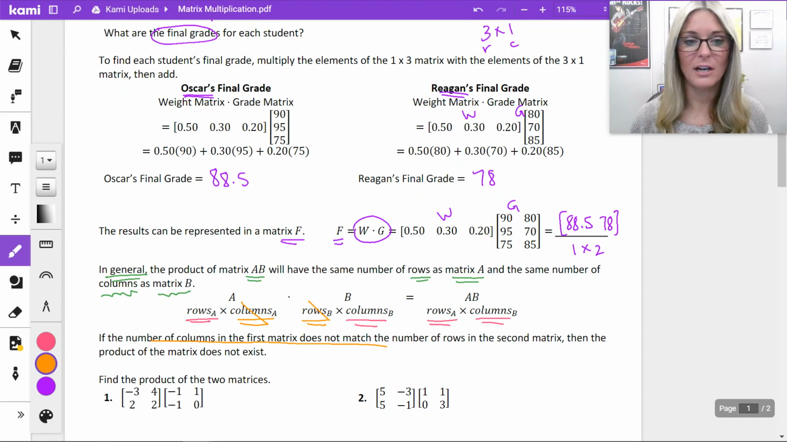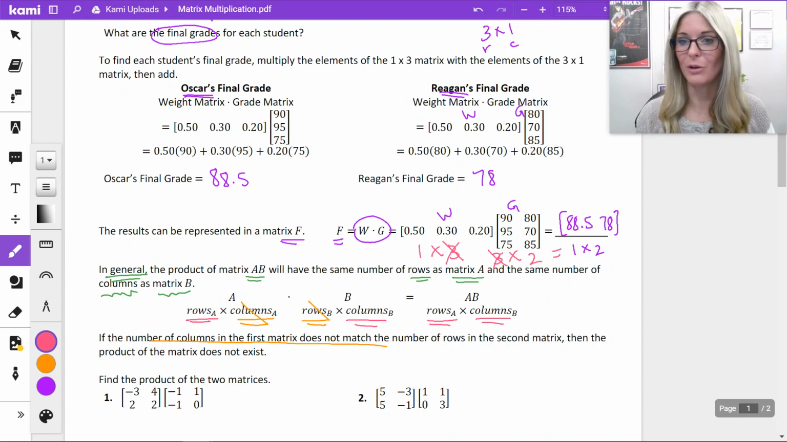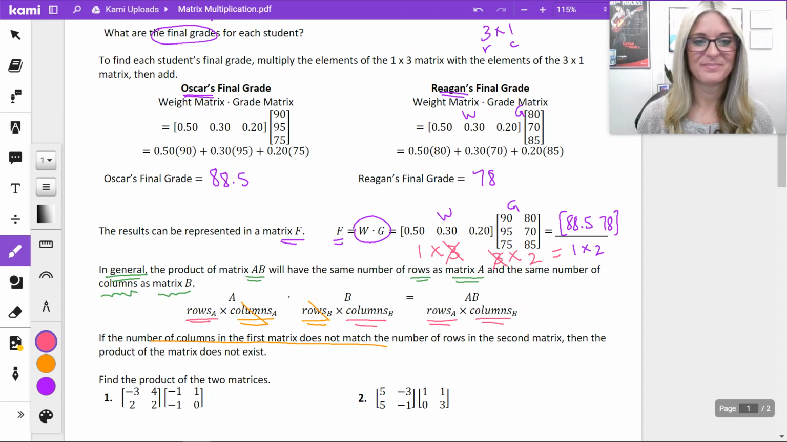Let's go back and look at our example. The weight matrix was a 1 by 3. The grade matrix was a 3 by 2. The threes cancel each other out. And what was our result or our product? A 1 by 2 matrix. So when we're multiplying, remember the number of columns has to be the same as the rows in the next one that we're multiplying, or the answer wouldn't exist.